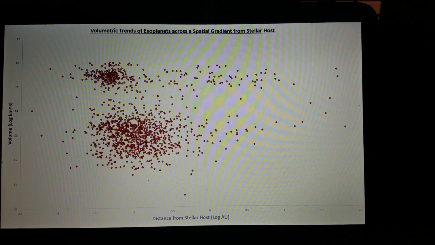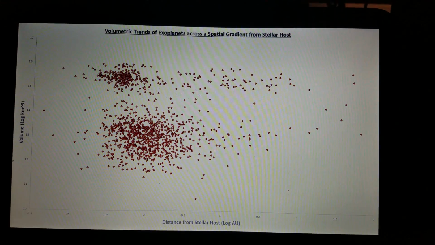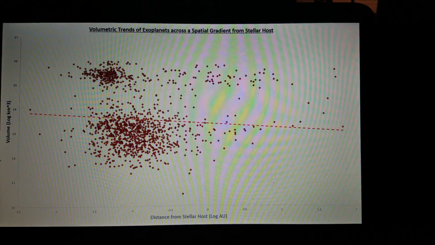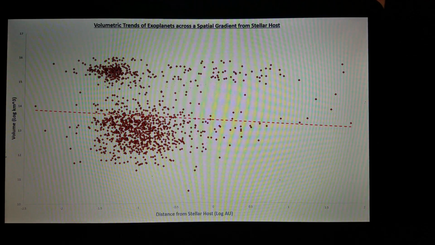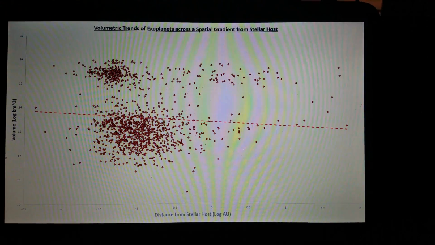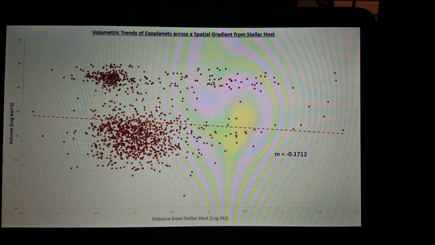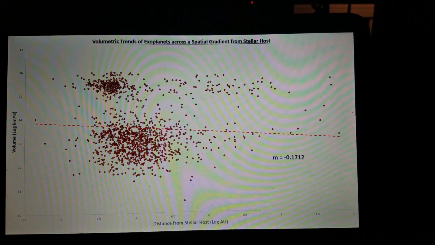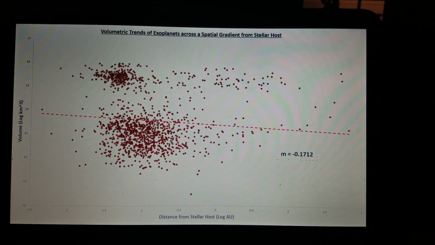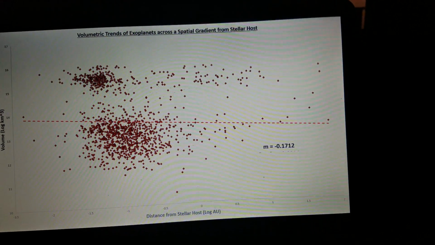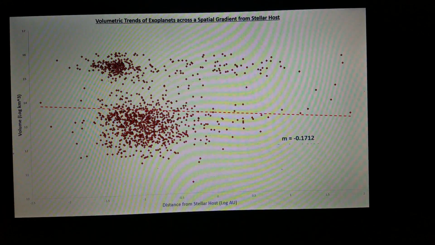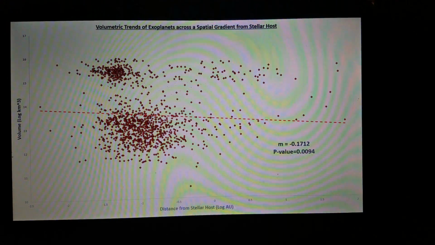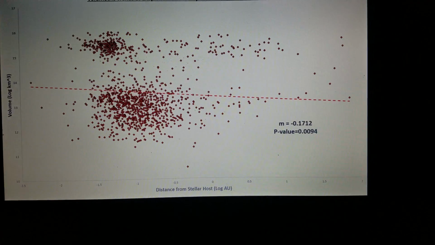However, this time we see less relationship between the data, and this is also represented in the relatively non-changing trend line, which appears to be slightly negative in this case, with the slope of the trend line being negative 0.1712. A logistic statistical test was run with an alpha of 0.99, giving us a p-value of 0.0094, which is still significant.